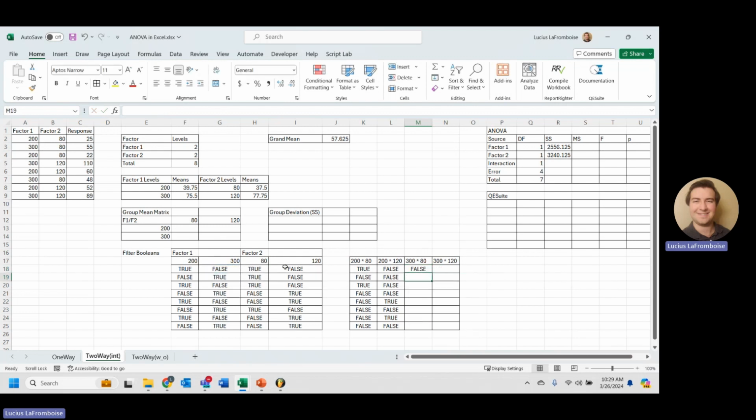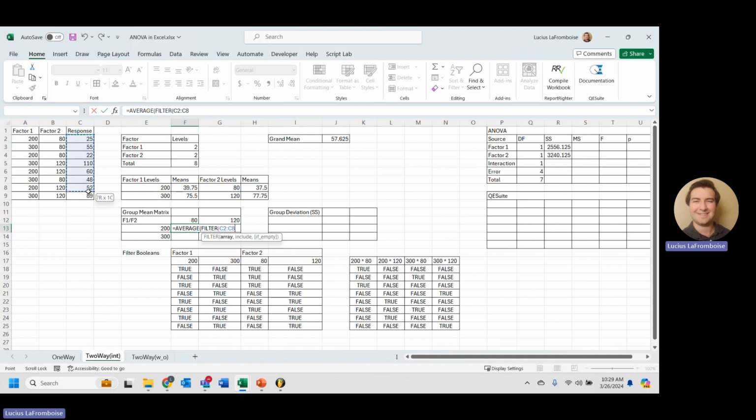and 380 and 300 and 120. Enter. All right, so now what we can do is we can use our filter again, but we're going to take our average of filter this array based on, so this is 280, that array. Close those up. There is our average of the group 280, and then I'm going to do the same thing. So average filter this array based on, and this is my 380 group, so 380.